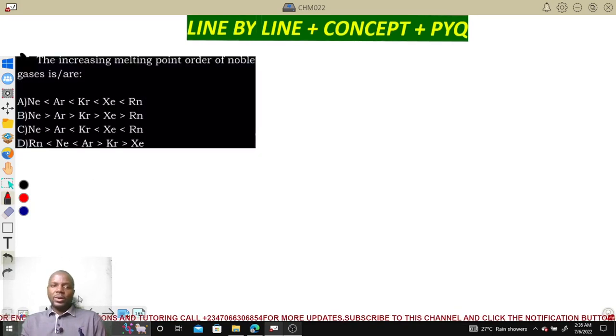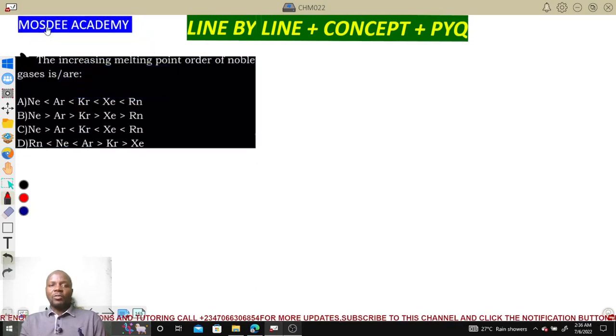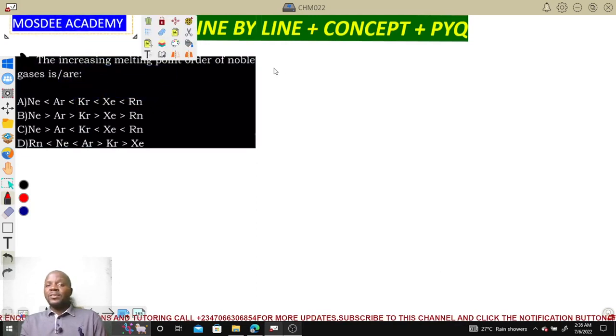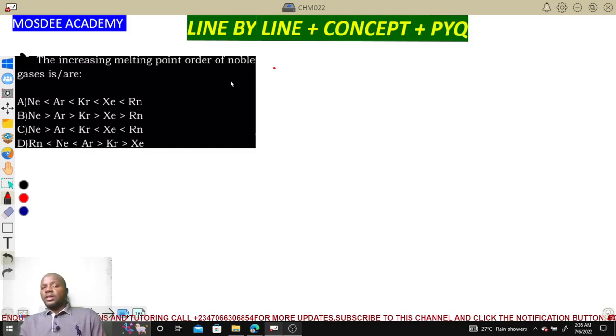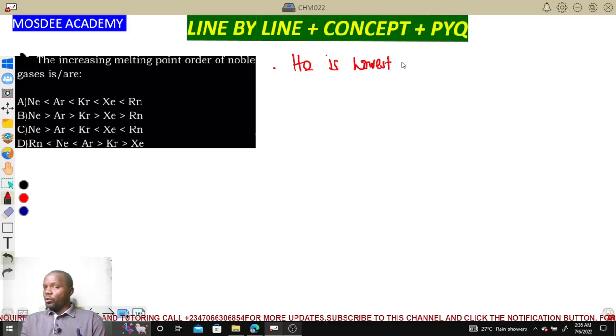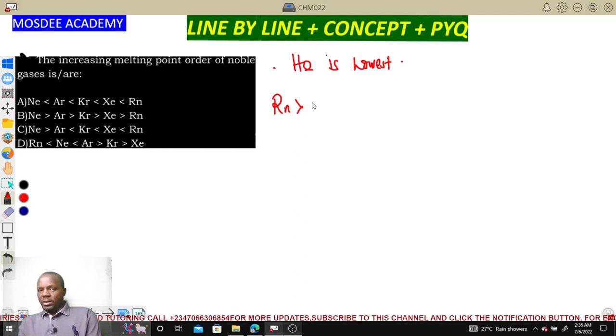Now, we say the increasing order of the melting point of what? The noble gases. I told you helium has the lowest melting point. So if helium is lowest, you know what it means. That means the highest is what? The highest is the last member, which is radon. Radon is greater than, that is what you need to understand. That is in terms of their strength. So here they're saying increasing order. That means you start from the lowest to the highest. So you start from helium.